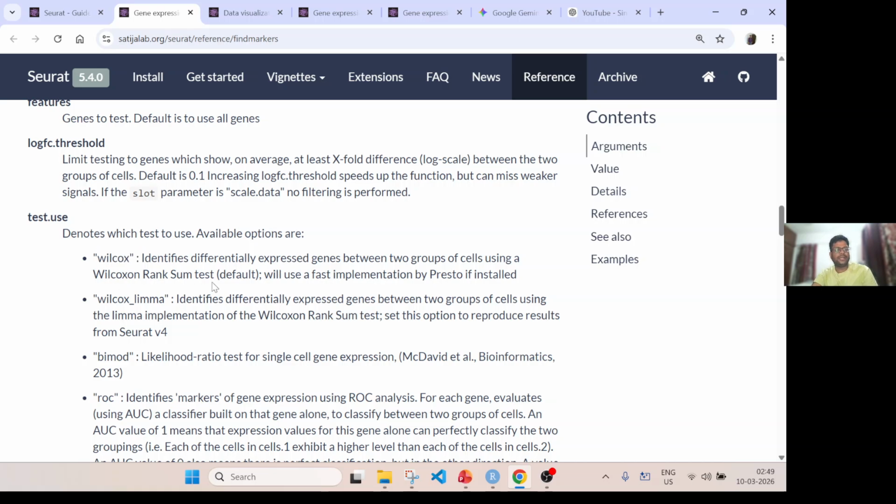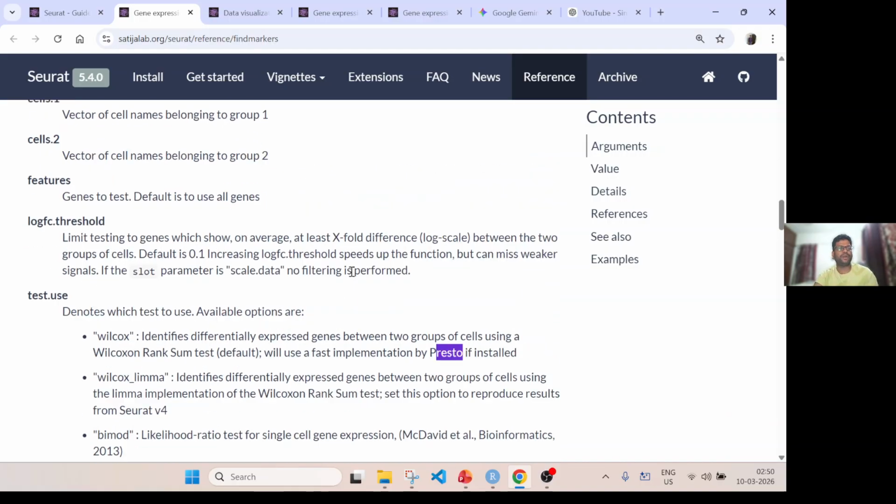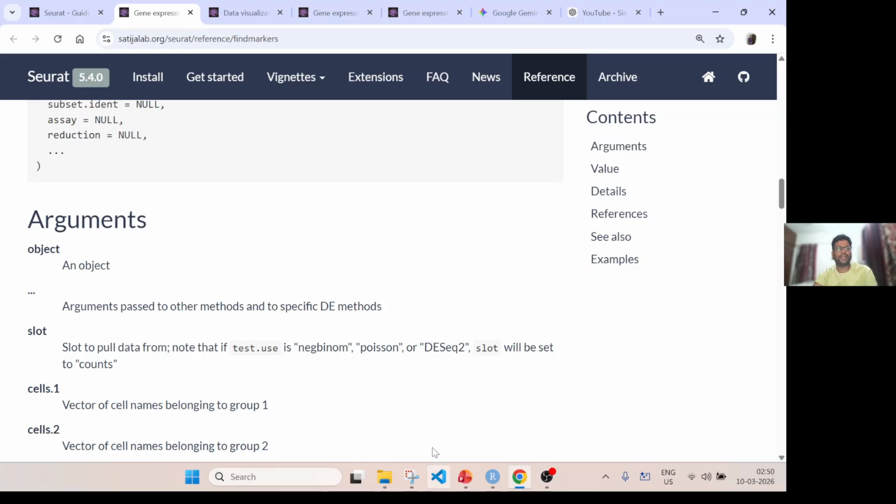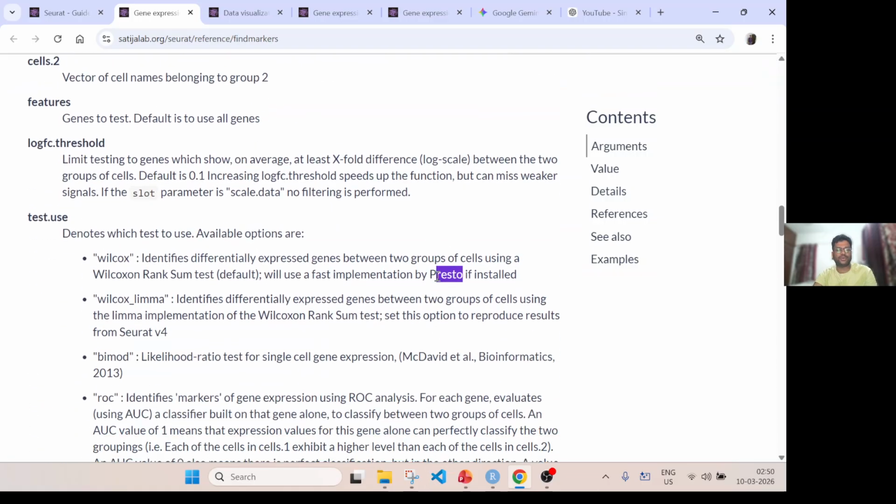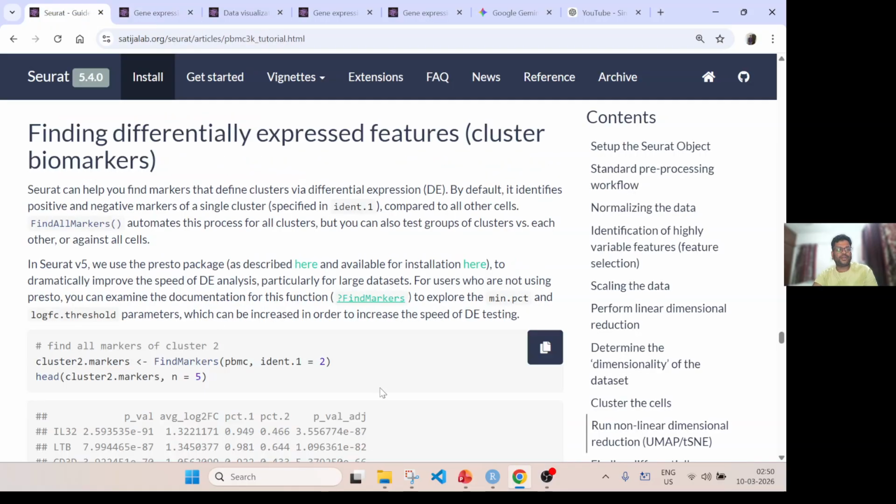And recently in Seurat they have started using Presto. Okay, this is a very fast package, written in C, a very fast way of doing differential gene expression analysis. I think they are using it by default in Seurat 5. They are using the Presto package to do that. Okay, and let's go to the alternate one.